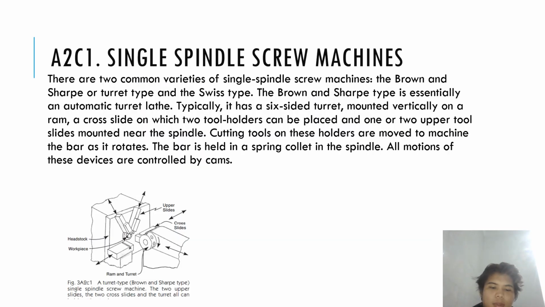Single spindle screw machines. There are two common varieties of single spindle screw machines, the Brown and Sharpe, or turret type, and the Swiss type, like we can see on the previous video as well. The bar is held in a spring collet in the spindle. All motions of this device are controlled by cams. The cam is the one holding the workpiece. You can see this one.